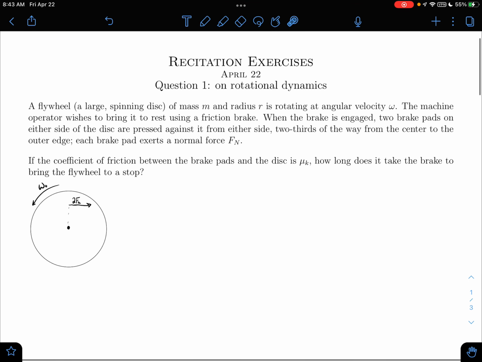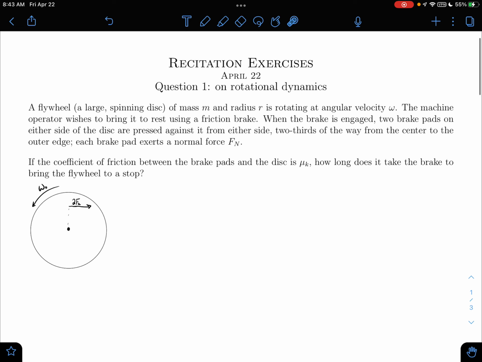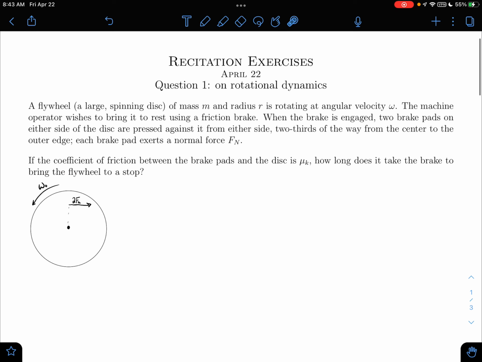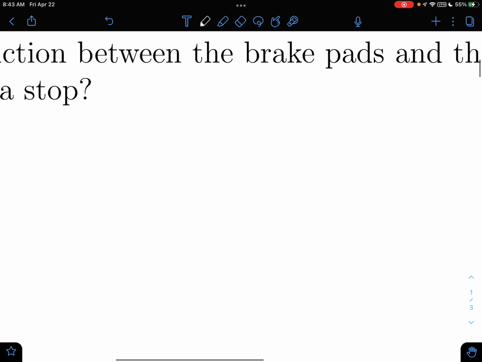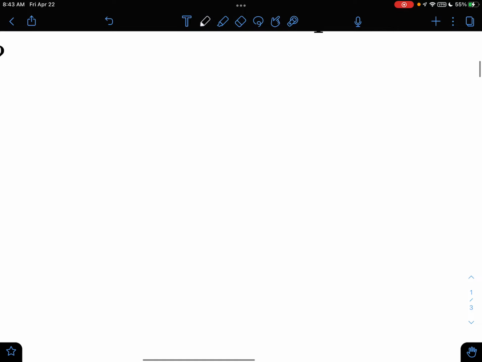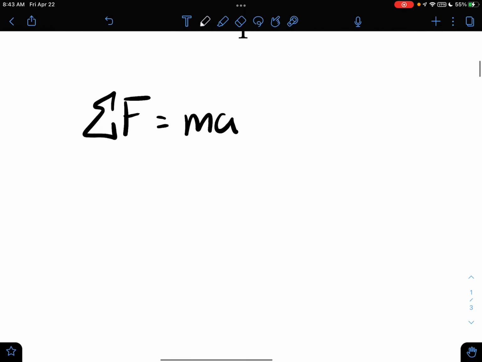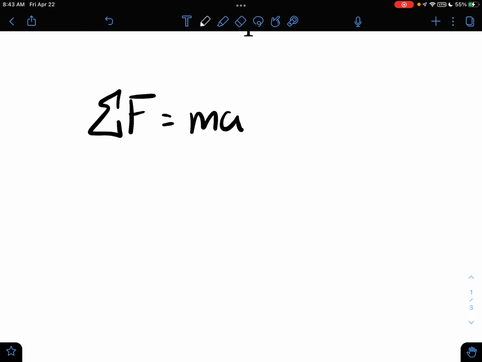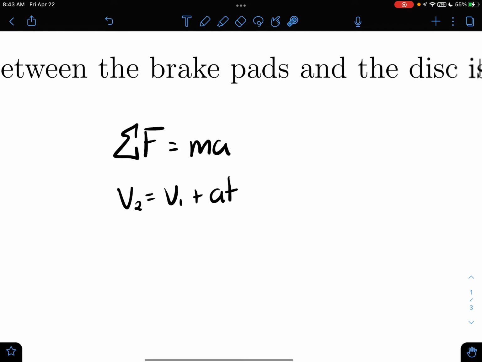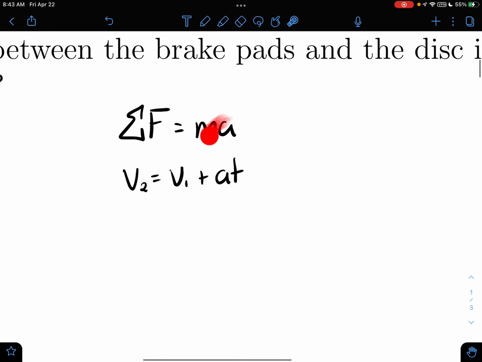Cool. Wonderful. Great. Now let's figure out how we actually solve this problem, right? How long does it take to bring the flywheel to a stop? So the way we would approach this, if it was just linear, if we were saying how long would it take for friction to slow something down, we would do our sum of forces equals ma, and then we would use this acceleration to say that v2 equals v1 plus at. We know our second velocity is going to be 0 because we're coming to a stop. We have a given initial velocity, and all we have to do is use the a from here to solve for t.